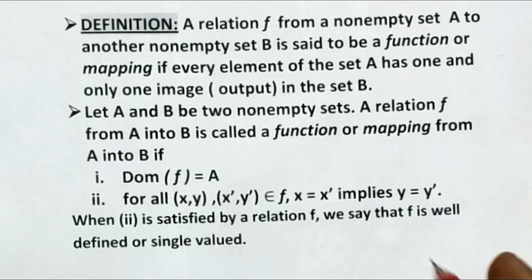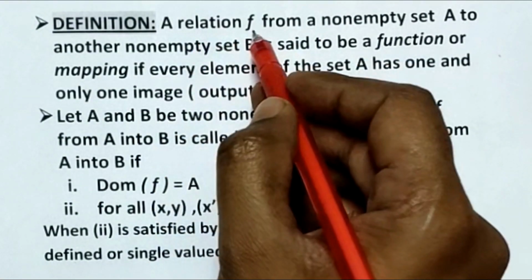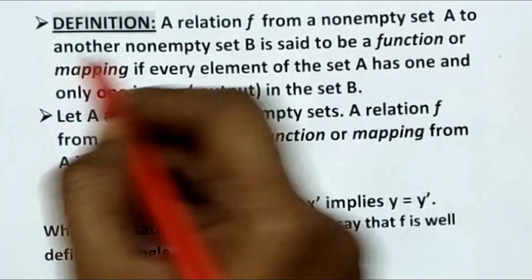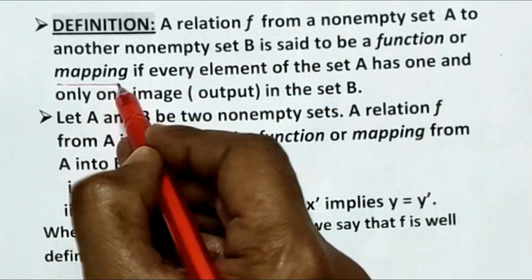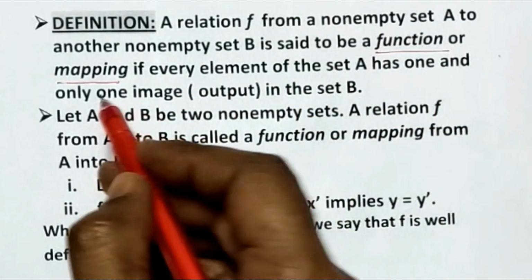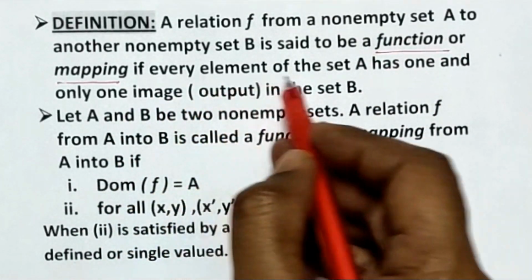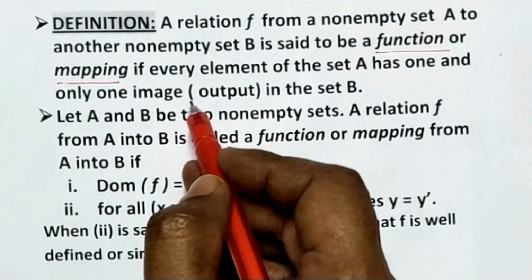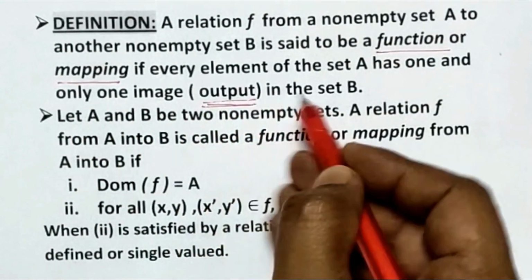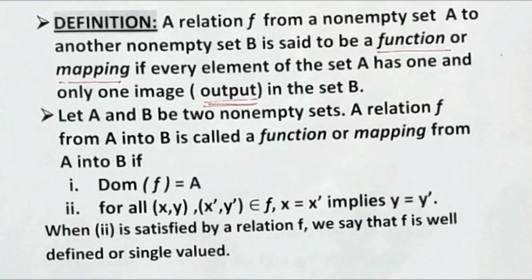Let us define a function. A relation f from a non-empty set A to another non-empty set B is said to be a function or mapping. Function is known as mapping also. If every element of the set A has one and only one image, which is our output, in the set B. I have already given the knowledge of relation in the previous video. I hope you have understood that lecture.